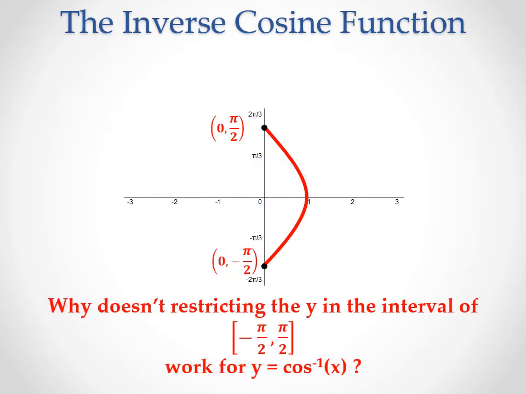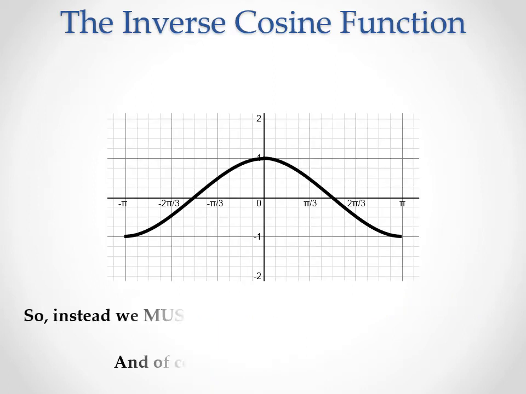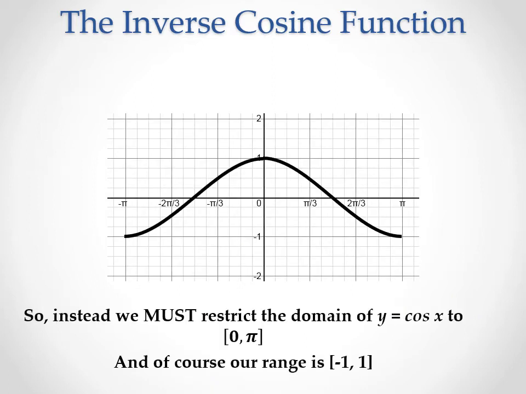Well, you can see very clearly that this is no longer a function. The vertical line test would fail here, so we cannot restrict cosine from negative pi over 2 to pi over 2. It doesn't work for cosine. And so what we have to do instead is we restrict it from 0 to pi.